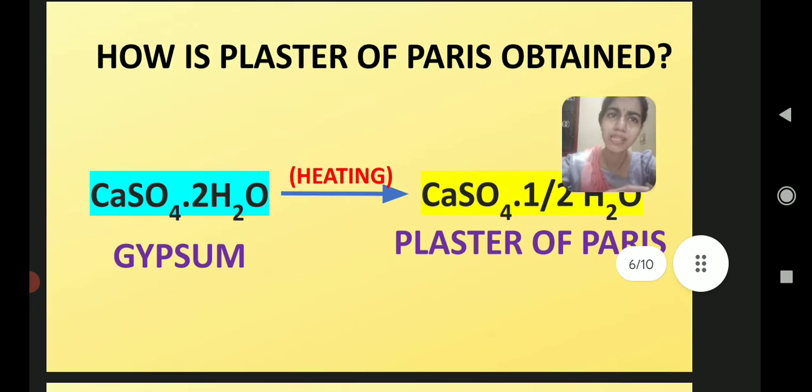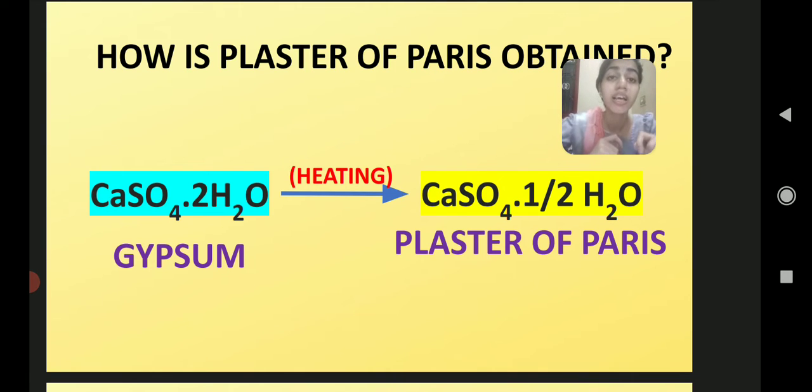Now, how is this plaster of Paris obtained? As I mentioned earlier, plaster of Paris is obtained from gypsum. Okay, so we know the formula for gypsum. Gypsum is CaSO4 2H2O. CaSO4 dot 2H2O is gypsum. So when we heat this gypsum at 373 K, we get plaster of Paris. So from where is this plaster of Paris obtained? From gypsum. When we heat gypsum at a certain temperature, plaster of Paris is obtained.